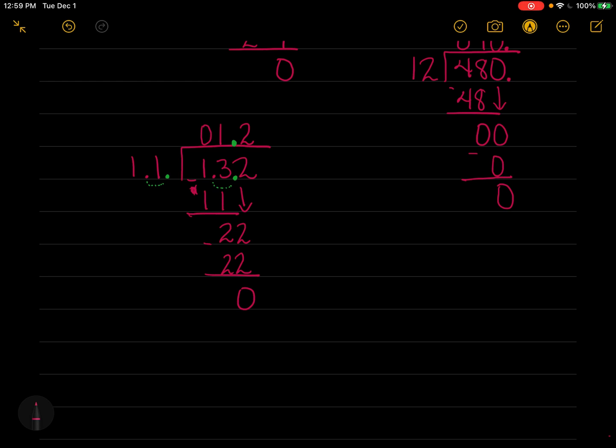So remember, anytime you're dividing a decimal into a whole number or a decimal into another decimal, you just have to move that decimal to get it out of your problem. Whatever you do to your divisor, repeat it in your dividend. All right, guys, there you go.